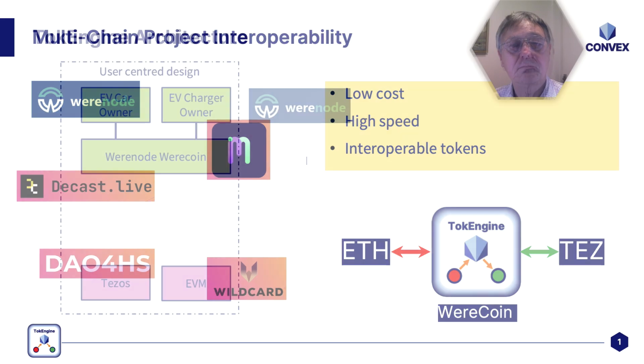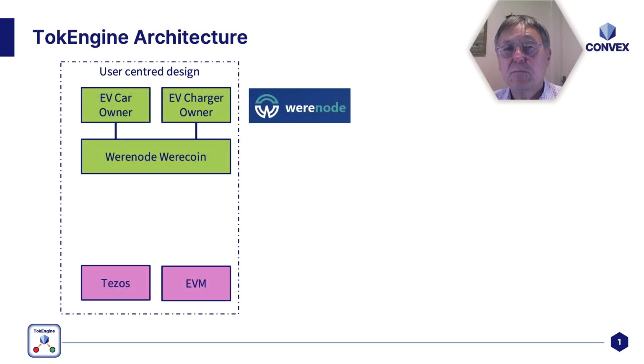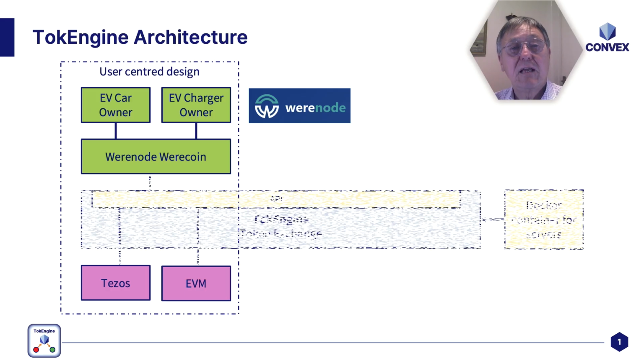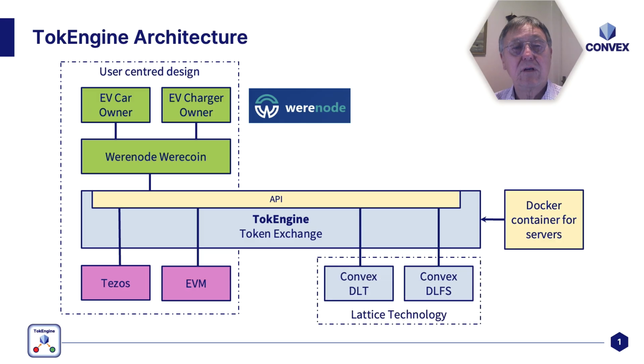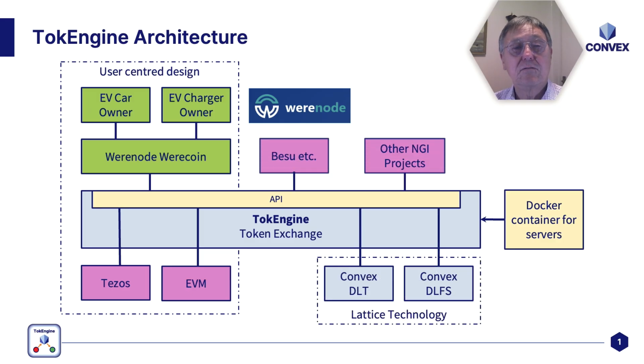Here's the architecture. Wearnode have an EV charging business with Wearcoin tokens held on EVM and Tezos networks, but their users want to swap their tokens between EVM and Tezos. A Docker file produces the API links plus links to the Convex network. It's extensible to any other DLT with a metadata configuration file. You can run TokEngine on your own server without the costs and risks of external bridges.